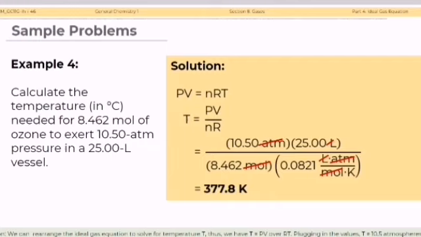Solution, we rearrange the ideal gas equation to solve for temperature, or T. Thus, we have T equals PV over nR. Plugging in the values, T is 10.5 atmospheres times 25 liters divided by the quantity of 8.462 moles times 0.0821 liter atmosphere per mole Kelvin. Canceling units and simplifying, we get T, or the temperature, is equal to 377.8 Kelvin.